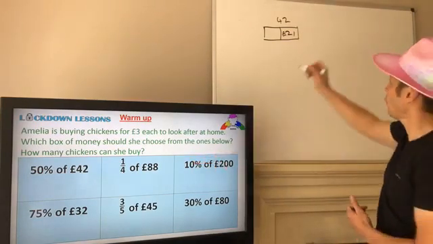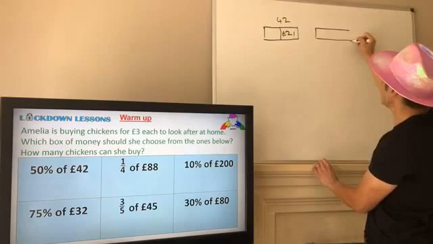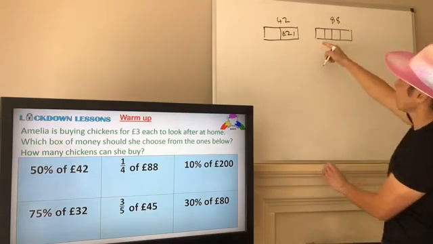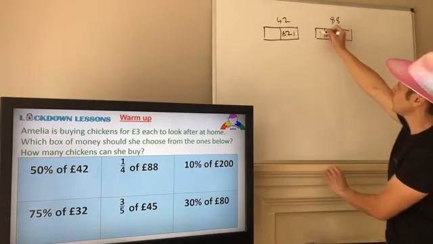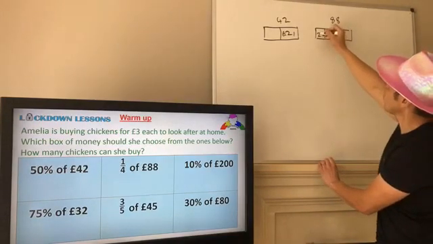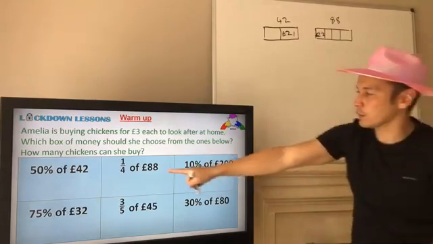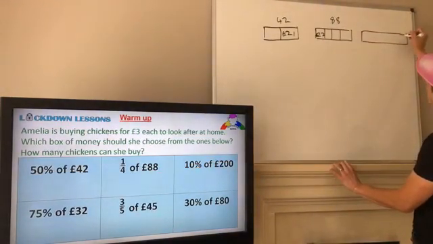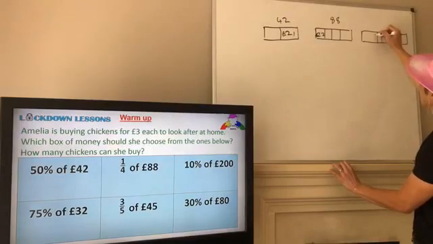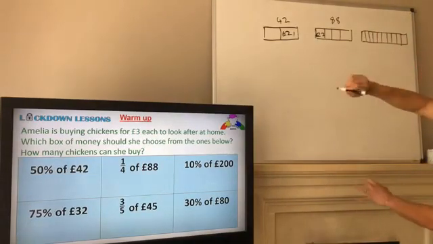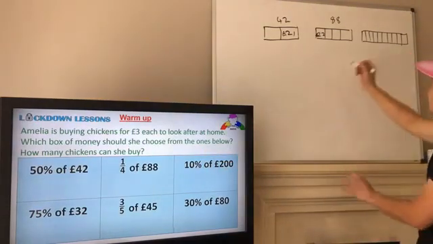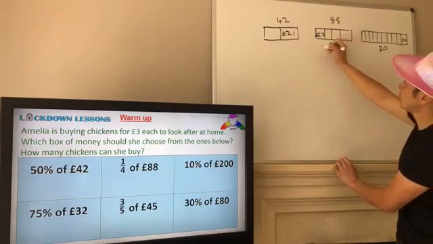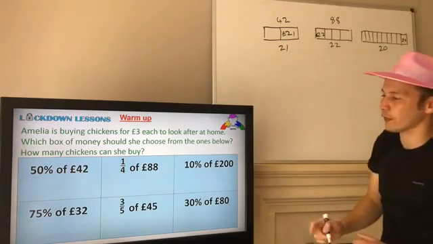Then moving on to this one, 1/4 of 88. My bar this time is split into 4 like that. 88 for the whole thing. Divide by 4 gives you 22 for each one. So £22 for the middle one. Top one here, 10% of 200. Remember, we are dividing by 10. So we split that into 10 parts. Nice and easy, dividing by 10 gives us 20 in each one. So 20 for that one, 22 for that one, 21 for that one.